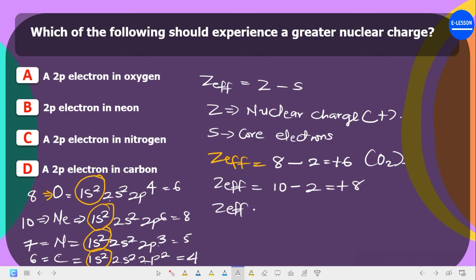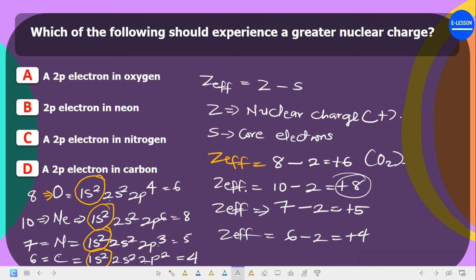Now, Z effective for nitrogen: 7 nuclear charge minus how many core electrons? 2, which is plus 5. And then for carbon, 6 minus 2, which is plus 4. So, which one has the highest effective nuclear charge here? It is plus 8. So, the correct answer is Z effective of what? Neon. And that makes B the correct answer to that question.